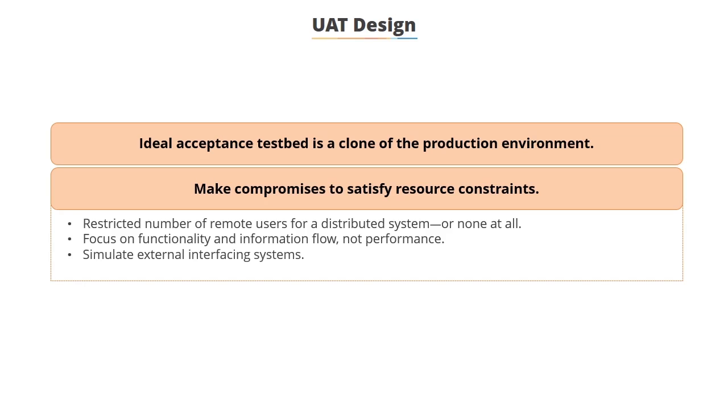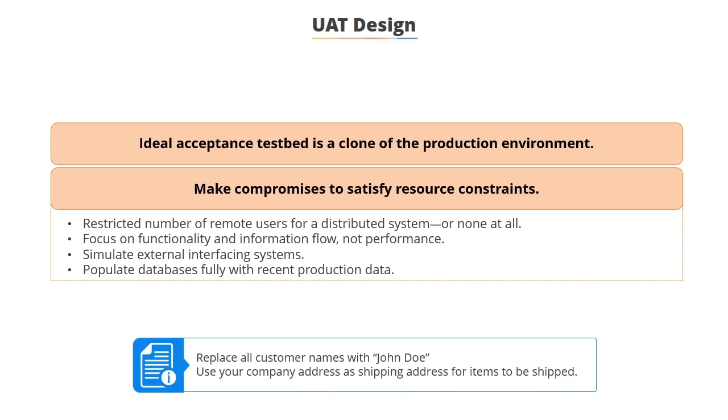We will probably have to simulate external systems. We almost certainly will not be able to talk to other systems, particularly if they have an impact on the real world. We should also have databases which are populated with recent production data. We almost certainly will need to sanitize the production data to remove sensitive information, such as telephone numbers and email addresses. So one example of doing this is to replace all customer names with some name like John Doe, which is not going to have any impact.